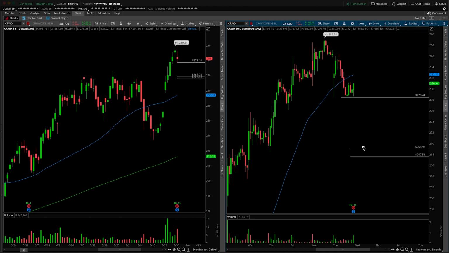So what that might look like would be an open here, a failure to take out the overnight low, trade back up through the open. As you know, the target is, of course, the gap fill overhead. Because it's such a large gap, it's about $10, give or take.